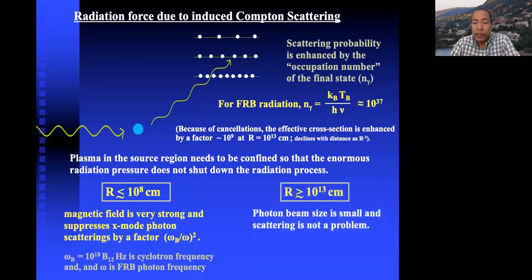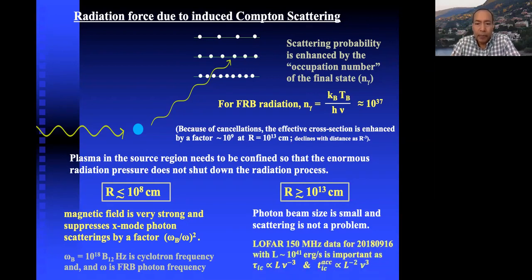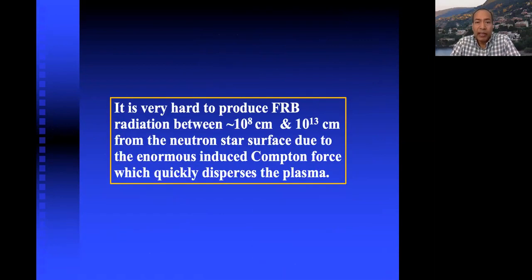The other way is that you produce the radio photons at a large distance, where the photon beam size is small and the scattering is not a problem. So these are the two places. And this very simple argument suggests that it's very hard to produce FRB radiation between 10 to the power 8 and 13 centimeters of the neutron star surface, due to this enormous, so-called induced Compton force.